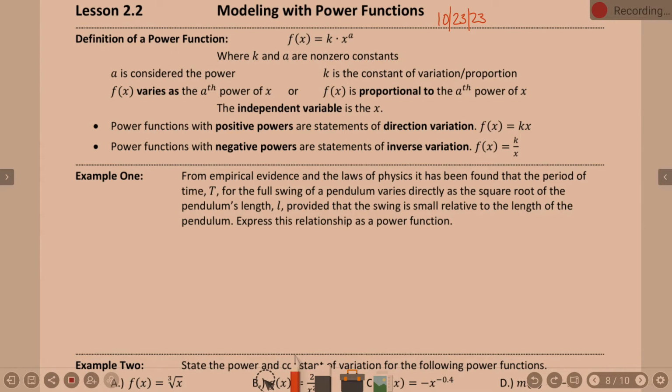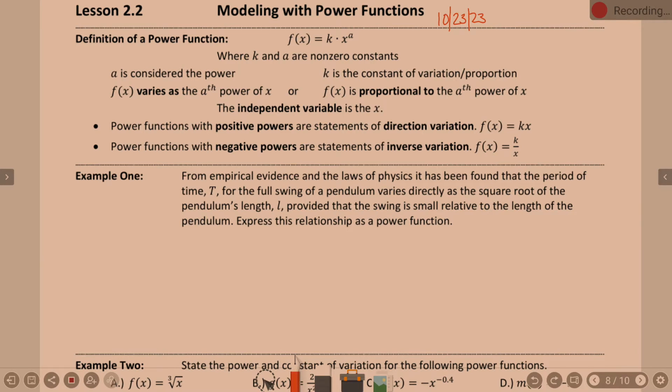Lesson 2.2 talks about modeling with power functions. So with 2.1 we talked about linear functions and then quadratic functions. Okay, so this one we get to define what a power function is, and then also down at the bottom we're going to define what a monomial function is, and that will lead us into 2.3 then.